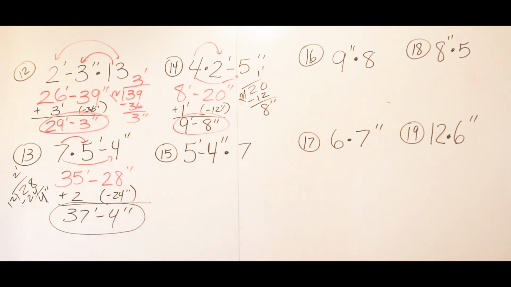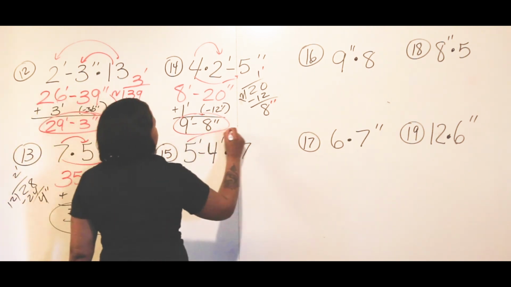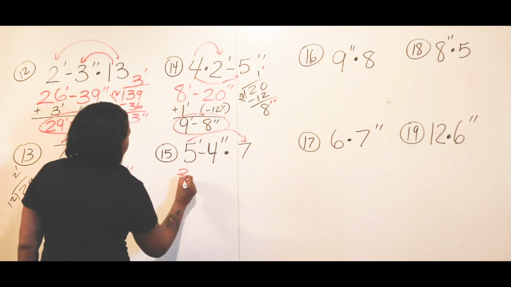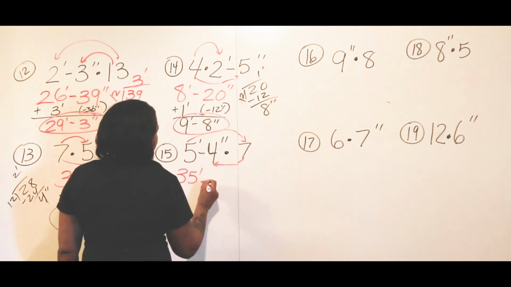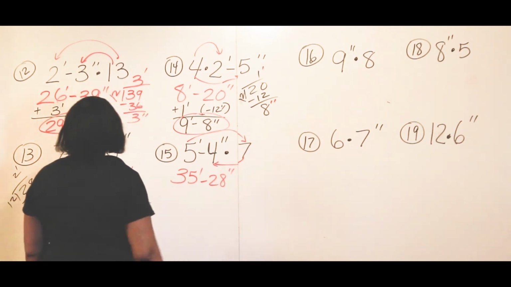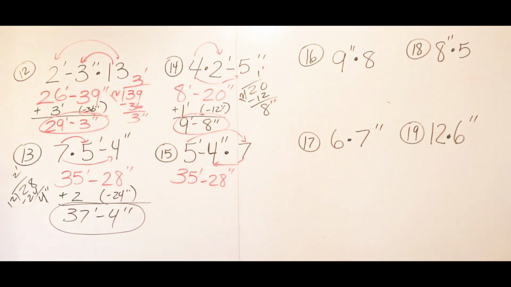Take the whole number, multiply it by the feet. Take the whole number, multiply it by the inches. If you got 12 or more inches, you have to convert it to feet and inches. Number 15, we got 5 feet, 4 inches. My whole number is 7 on the back end. 5 times 7 is 35 feet. 7 times 4 is 28 inches. Why does it seem like we did this? We did, but it's okay.